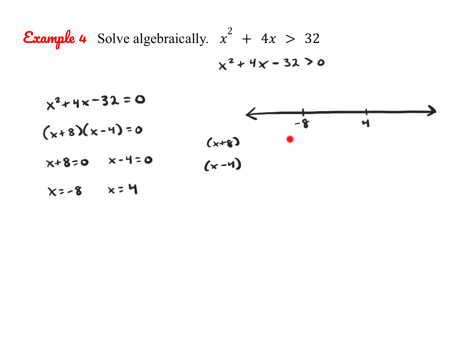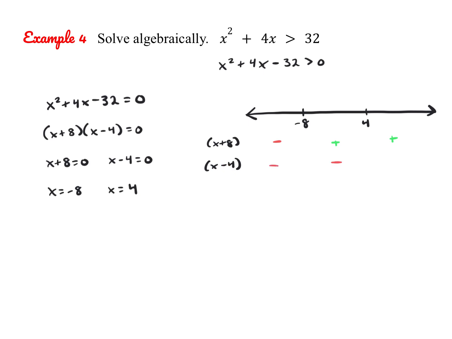So for x plus 8, I know anything less than negative 8, like negative 9, will end up being negative. But anything bigger than negative 8, like negative 7, if I do negative 7 plus 8, everything above is positive. So it's negative and then positive, positive. And then for the factor x minus 4, anything less than 4 will be negative. Like something here, 0 minus 4, negative 9 minus 4, those will both be negative.